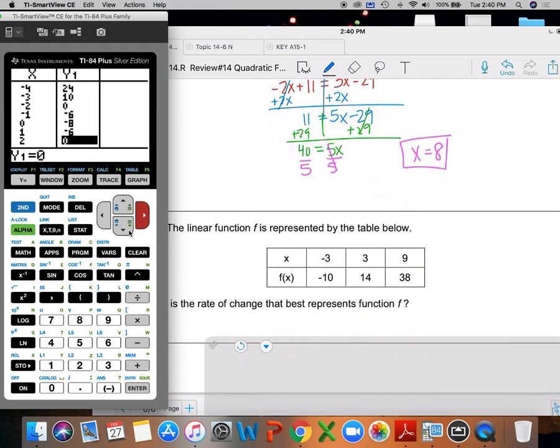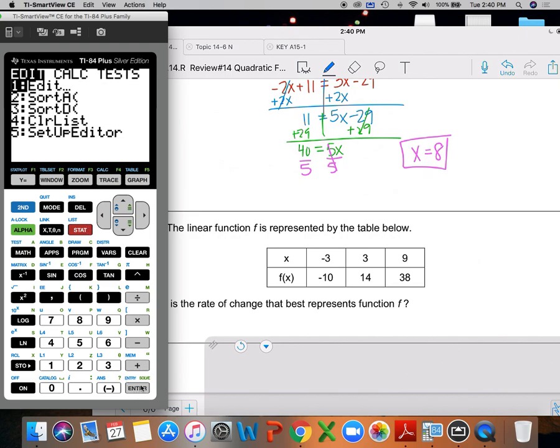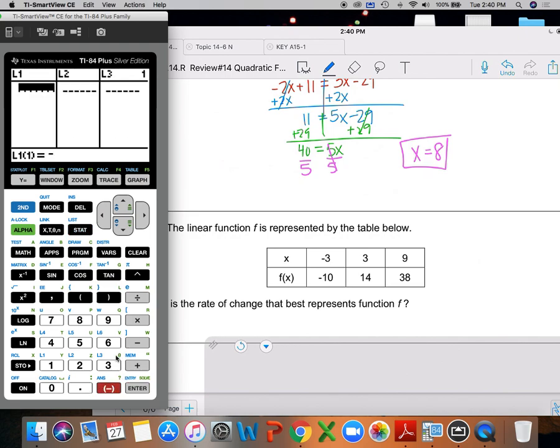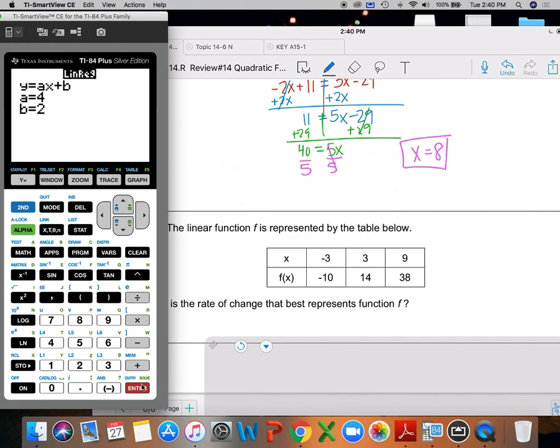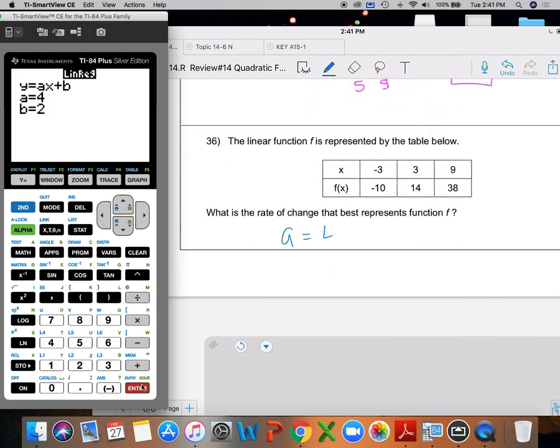Problem 36, we are given a table and they ask us what the linear function is represented from the table. What is the rate of change? So anytime we're given a table, we need to go to Stat Edit. So we have negative 3, 3, and 9 for the x's. And then negative 10, 14, and 38 for the y's. Stat Calc 4, enter, enter, enter until you get to here. My rate of change is my a value, which is 4.